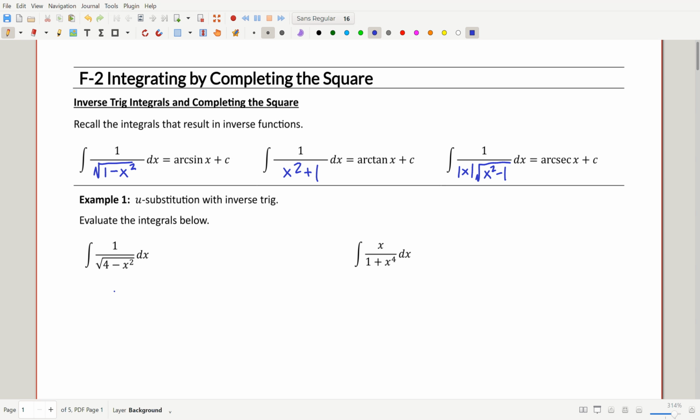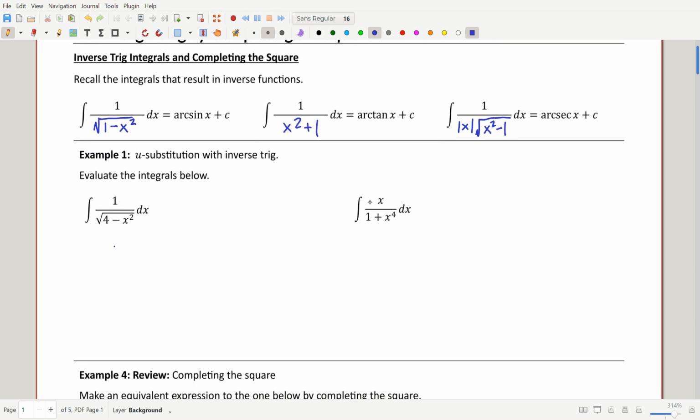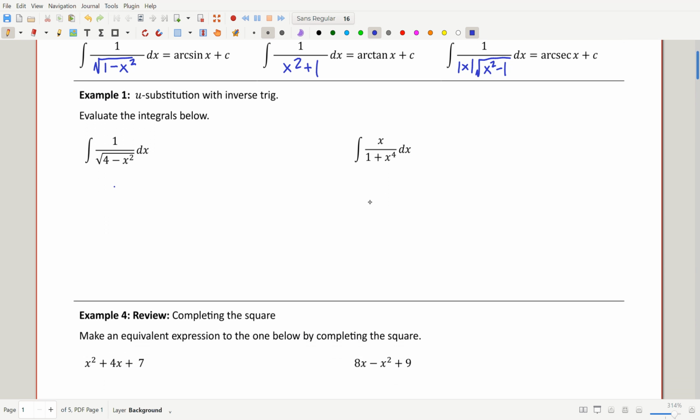Right. So those are our three inverse trigs, and of the three, the two that we're really going to focus on today are arcsine and arctangent. We're actually not going to complete the square with these first two. These are two integrals that we could solve with u substitution. These will help you look for patterns that tell you that you might have something that's going to work with arcsine or arctangent.